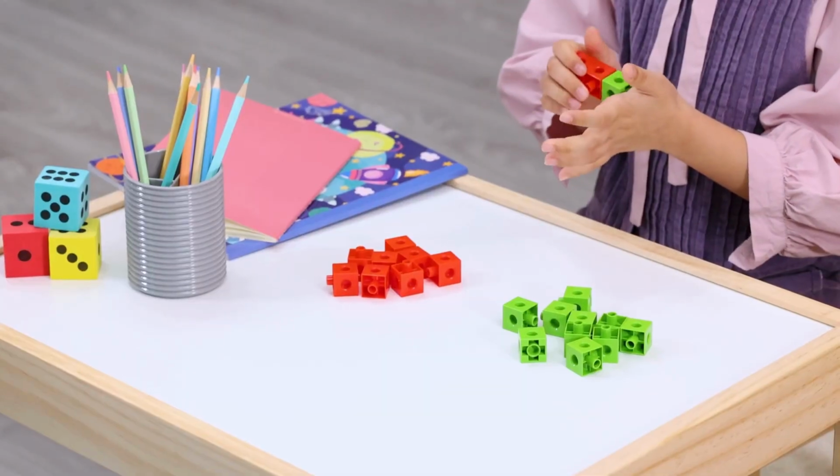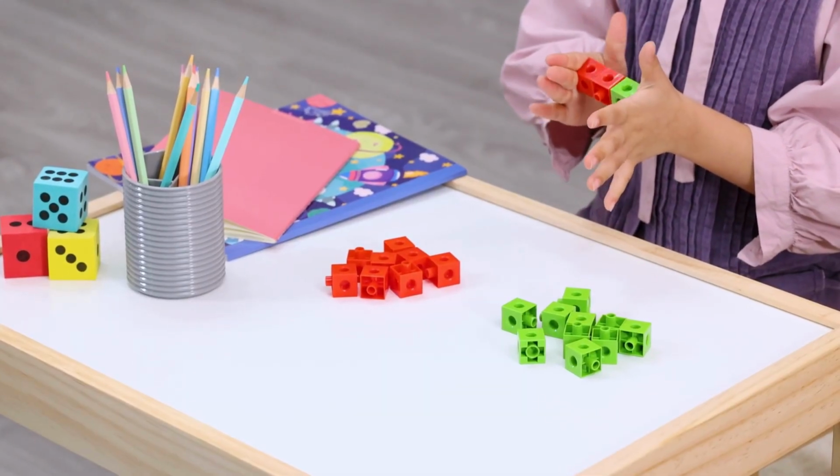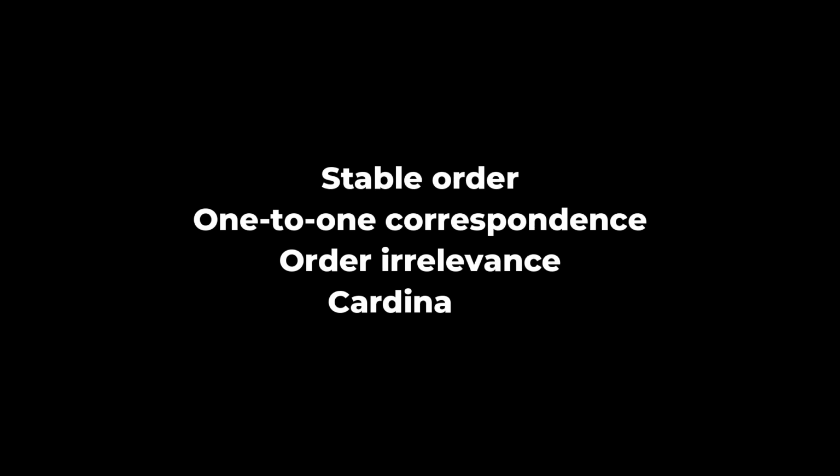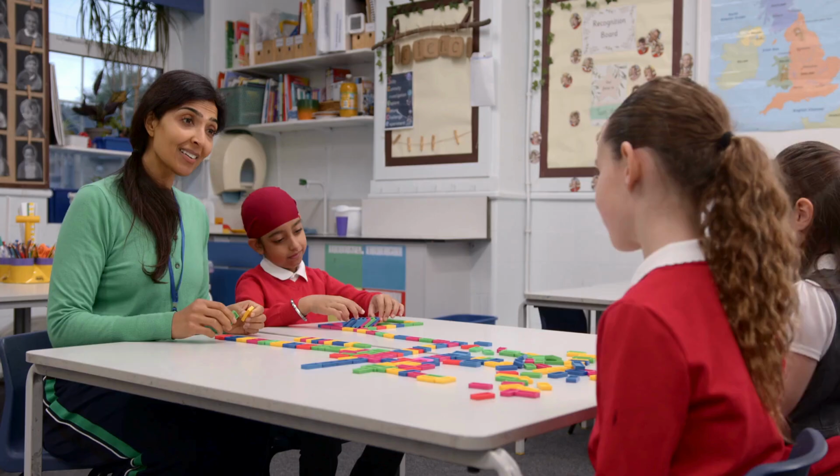Cardinality is understanding that the last number counted represents the group. Children can then move on to using sets during play with the foundational understanding of quantity. Secondly, counting has rules that apply to any collection. This big idea has the following 4 key principles: stable order, one-to-one correspondence, order irrelevance, and cardinality.